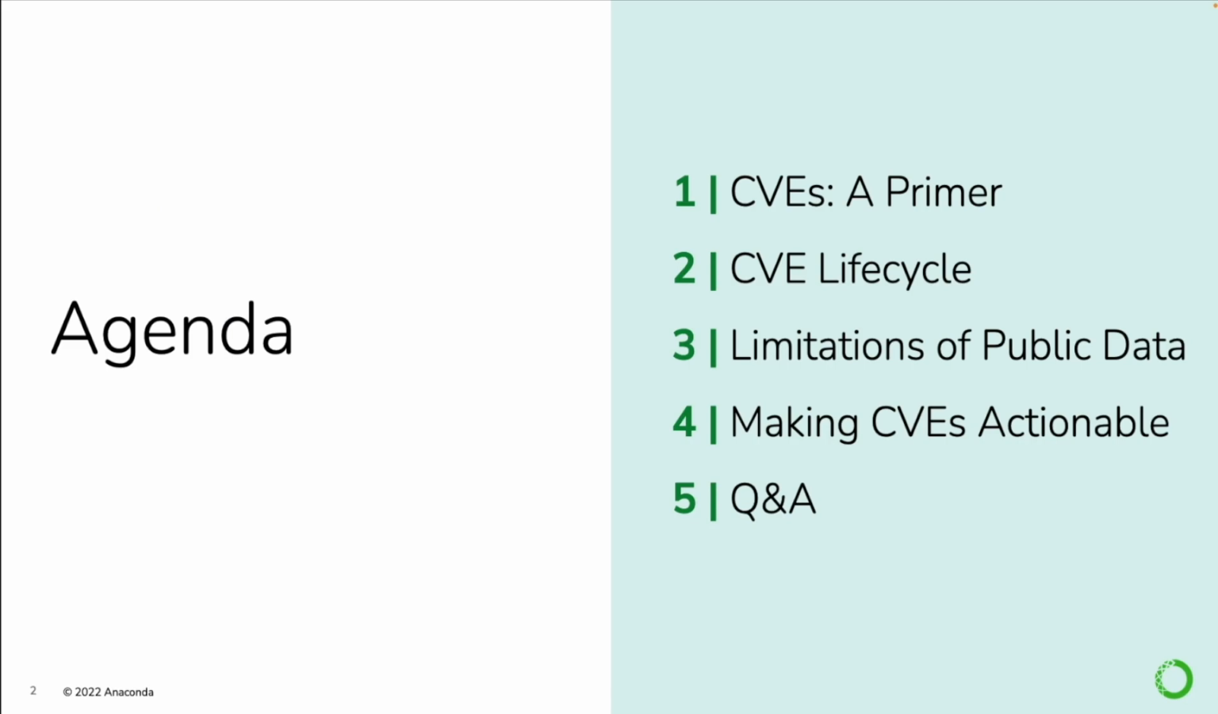A quick overview of the agenda. Today we wanted to give some background on the CVEs. We wanted to explain the life cycle of a CVE, where it comes from. We'll talk about some of the limitations of relying on that public data, and then how we can make this data actionable for us in securing our pipeline. And then we'll have some time at the end for questions as well.